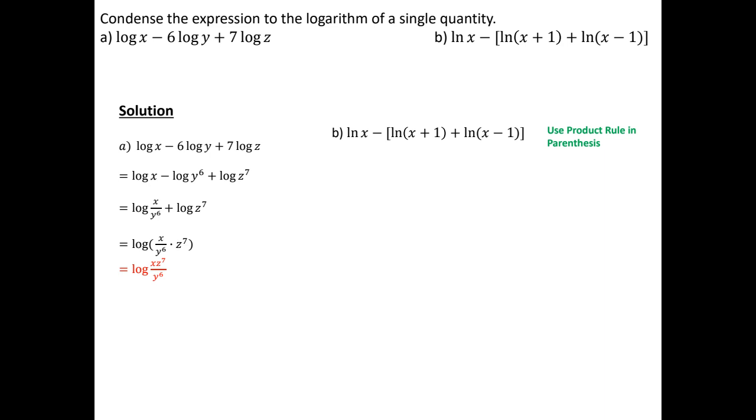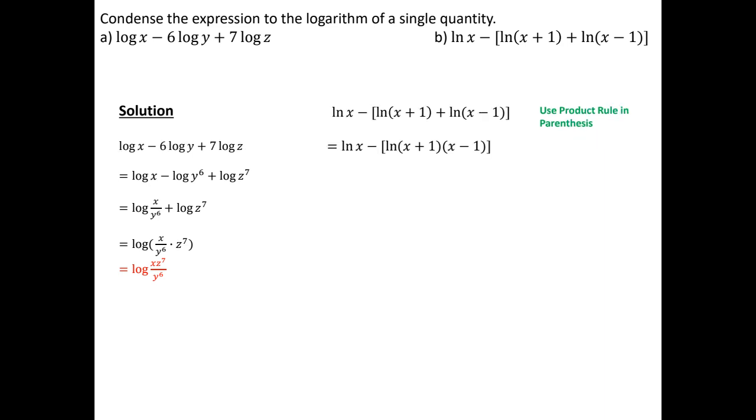It says that I have the natural log of x plus 1 plus the natural log of x minus 1. I have to do this first. Product rule says that I multiply these two logs into a single log. I have the natural log of x plus 1 times x minus 1. Okay, all right. So now I can simplify.